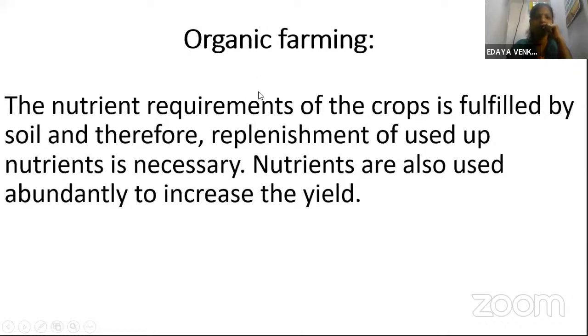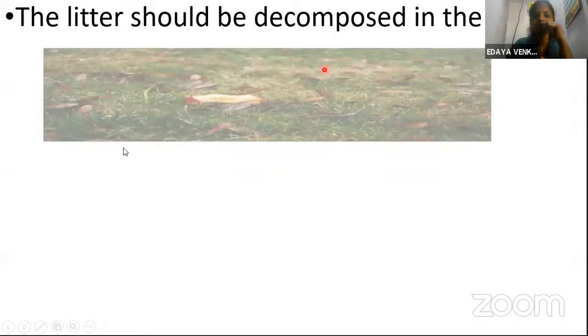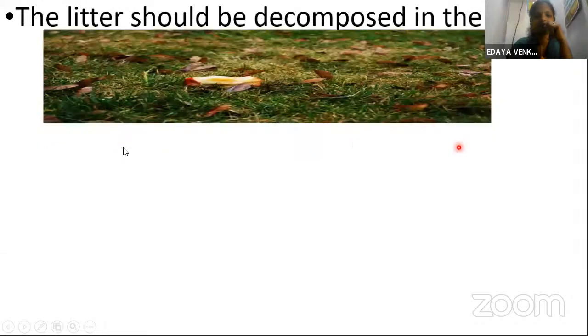Organic farming. In organic farming, the nutrient requirements of the crops are fulfilled by the soil. So let's learn how the nutrients of the soil are retained in organic farming. The litter should be decomposed in the ground to retain the fertility of the soil. See how the litters are decomposed in the ground.